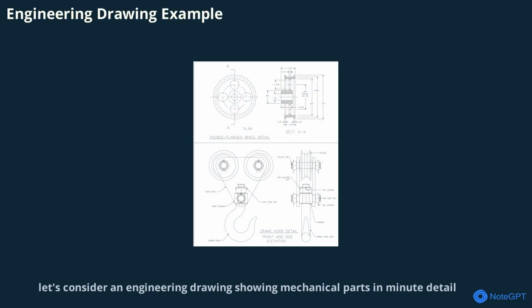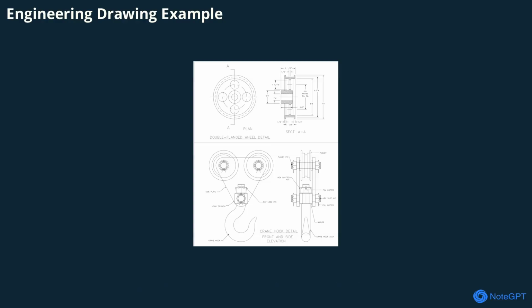Let's consider an engineering drawing showing mechanical parts in minute detail, as seen in Fig. 4.2. This complex diagram requires frequent changes in view to focus on different components. By using view display functions, you can easily navigate, magnify, and work on specific areas, ensuring accuracy and efficiency. We'll demonstrate how these functions help manage such intricate drawings throughout the chapter.